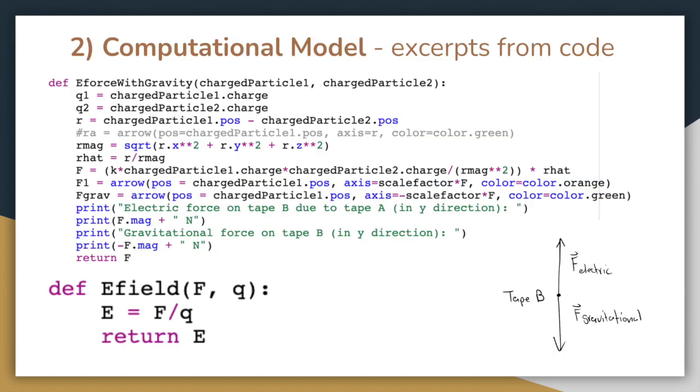So here's a look at my computational model, and as you can see, I've defined a function to calculate the force between two charged particles as per Coulomb's law. I calculate Q1, Q2, R mag, and R hat, and then apply the formula. For this lab specifically, I also went ahead and set the force due to gravity equal to the negative of the electric force, as they balance each other out, as seen in the free body diagram to the right. I then print out the relevant output, which we'll see in just a second. And lastly, I also define a very simple function to calculate electric field using the formula from before.